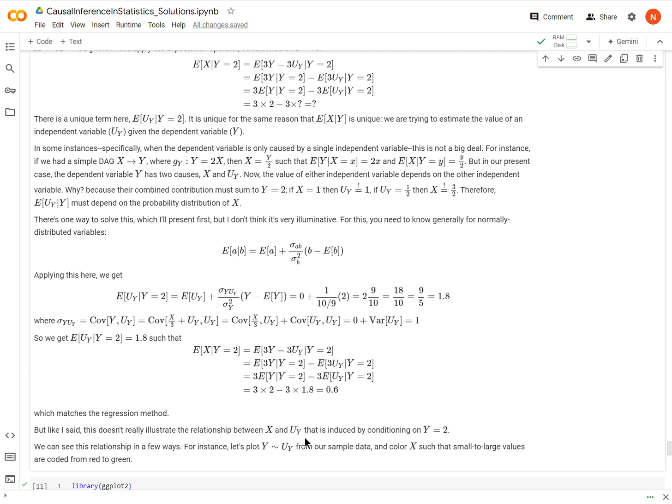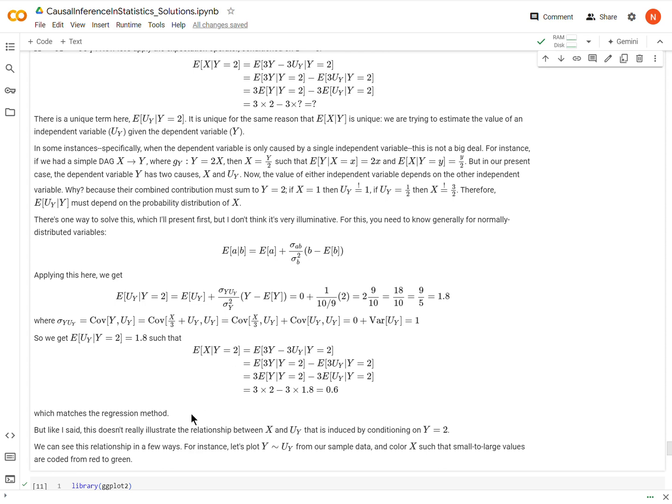Now, that's fine and good, but this method does not really illustrate the thing that I was trying to show earlier, which is why this problem is unique. We're going from an effect variable and trying to infer the value of a causal variable. This method does not show that, and so I want to show the relationship between u of y and x, given we know the value for y, where here y is equal to 2.